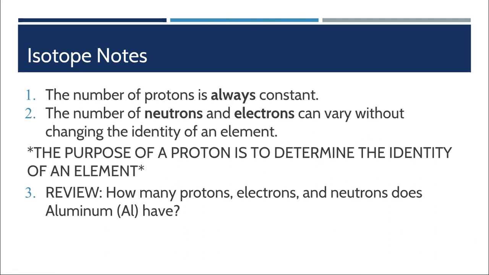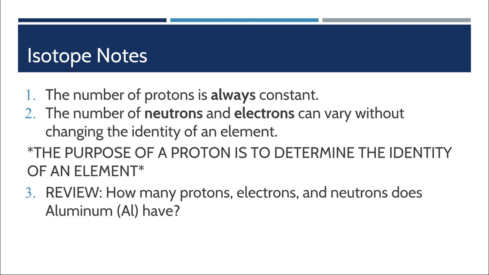If you have an element, any element, say hydrogen, for example, hydrogen has 1 proton. Hydrogen will always have 1 proton no matter what. If you add a proton to it, you now have helium. It's no longer hydrogen. So keeping that in mind is super important.